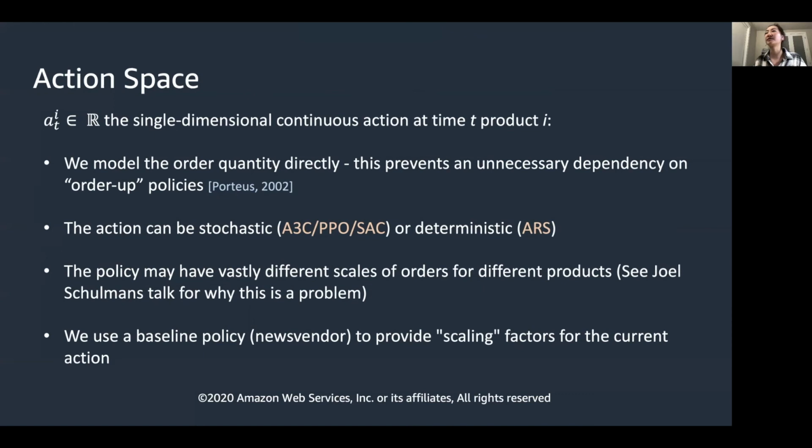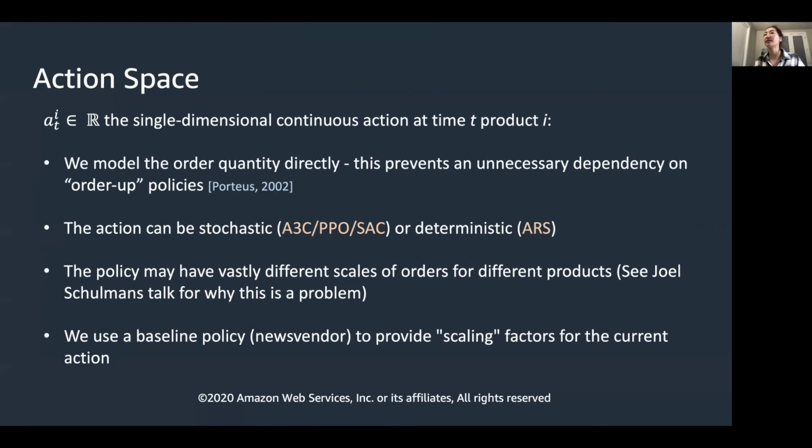The action can be stochastic or deterministic depending on the learning agent. To represent a stochastic action, a policy produces the mean and standard deviation of a Gaussian, or the scalar action for a deterministic algorithm. Products can have orders of magnitude differences in their demand per period.